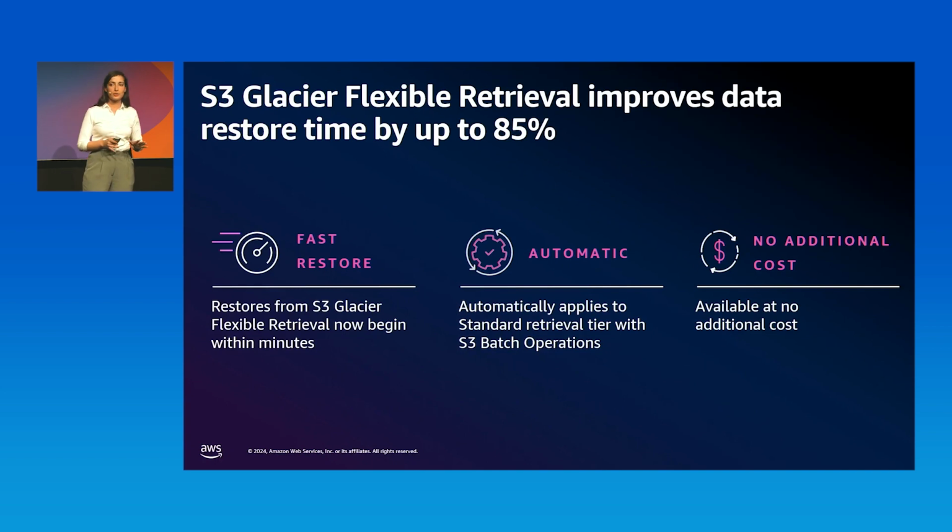Now, I know we're not yet on the performance section, and Carl will talk more about it, but I want to highlight that last year, we announced that S3 Glacier Flexible Retrieval has improved its retrieval performance time by up to 85%. This performance improvement automatically applies to standard retrievals made through S3 Batch Operations. From restoring large backups to pulling down data to train a machine learning model, everything is now faster.